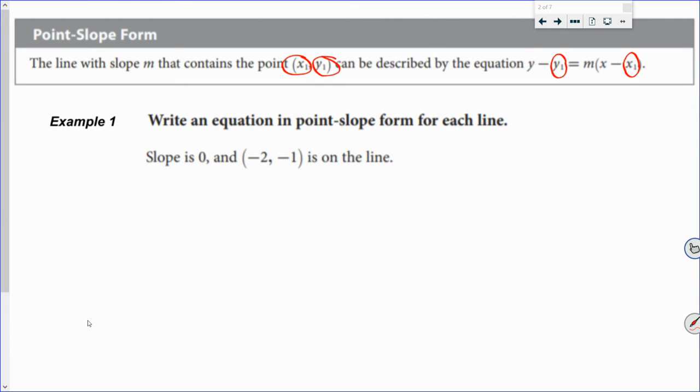So in each case, in point-slope form, it's really going to look like the numbers are opposite because it'll always be subtracted.